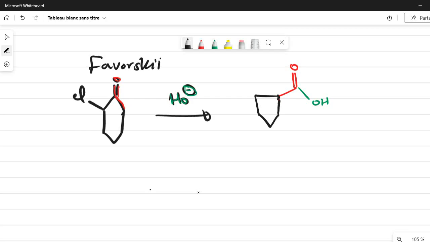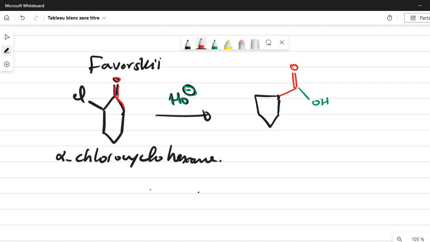Good morning. So today we'll learn together how to write the mechanism of the Favorskii reaction. As you can see, we start from alpha-chlorocyclohexanone. Under basic conditions, in the presence of HO minus, we're going to form this molecule.